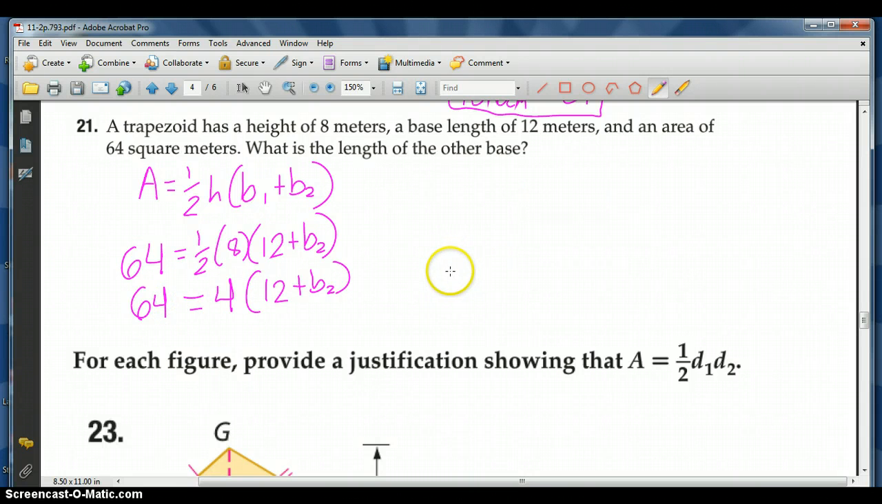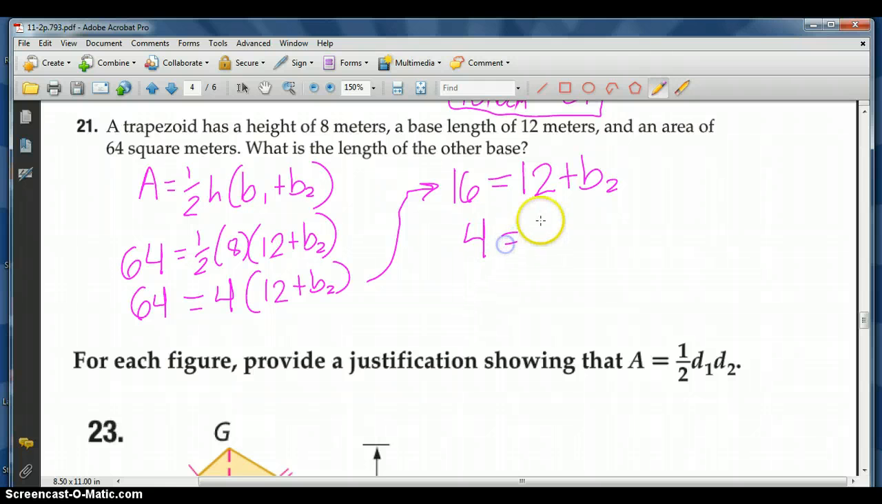Then I'm going to divide both sides by 4. So let's see, 64 divided by 4 is 16. And if I divide by 4 on this other side, it cancels out. So then subtract 12, and base 2 is 4.